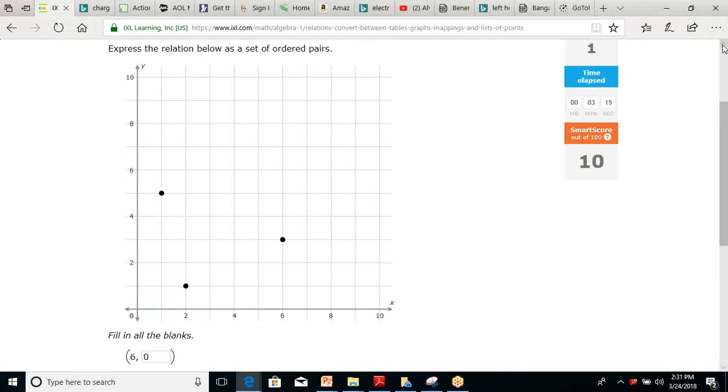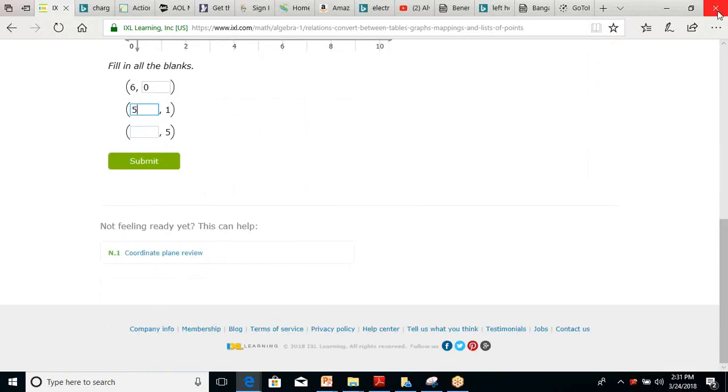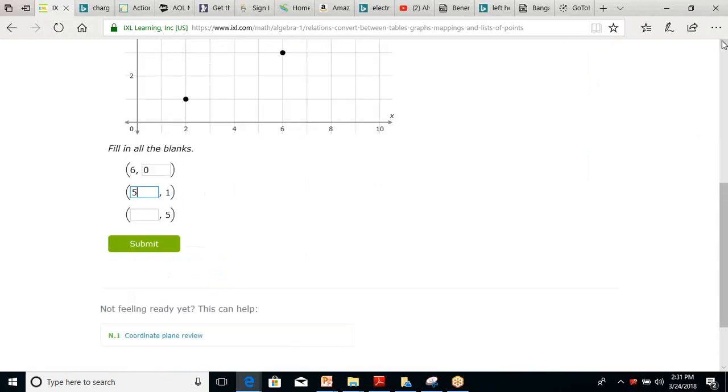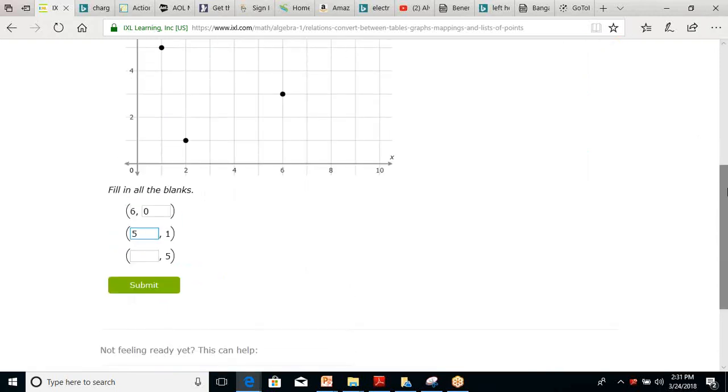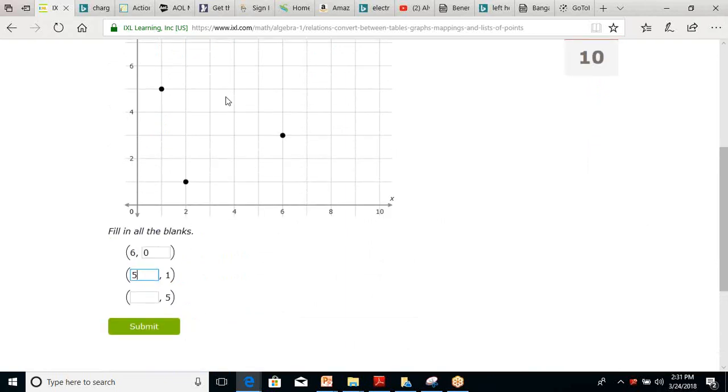Let's make sure we get this. So there are three points, and let's see, fill in the blank. 6, 6.